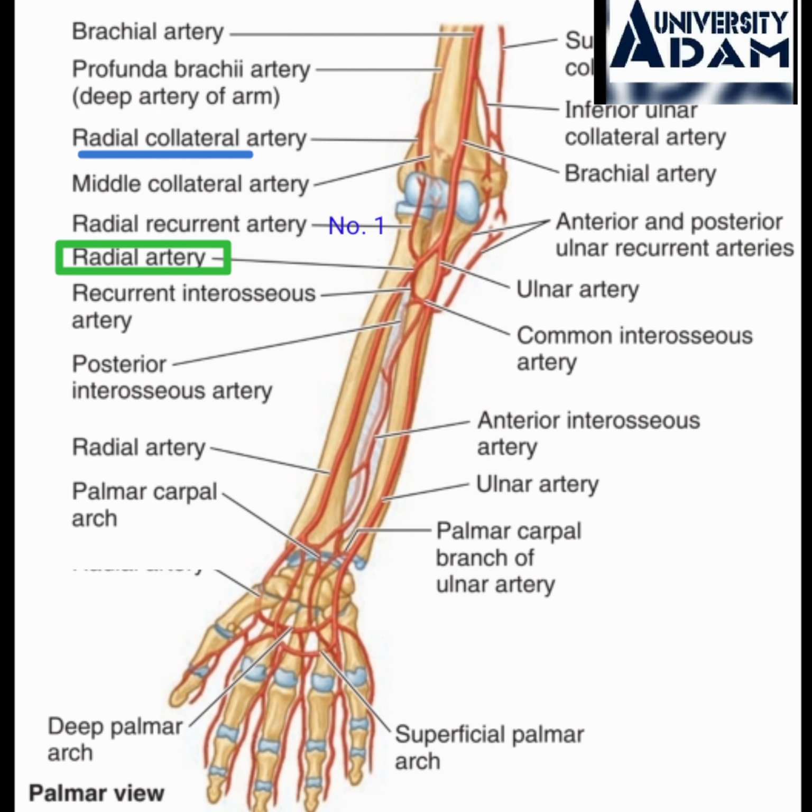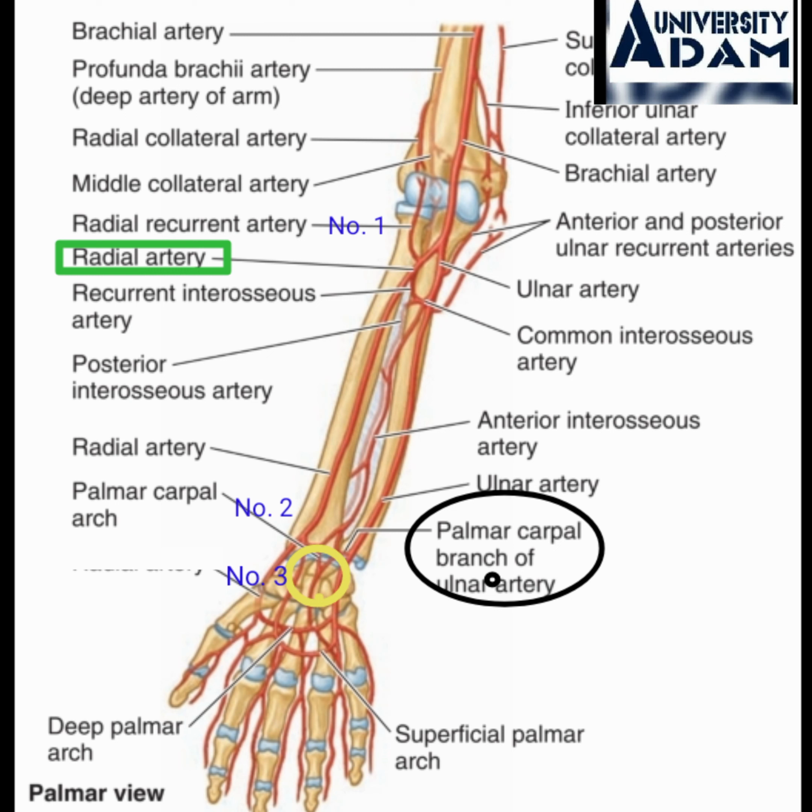Okay, and number 2, palmar carpal branch. The palmar carpal branch arises just near the lower border of the pronator quadratus muscle and anastomoses with the palmar carpal branch of the ulnar artery to form the cruciform anastomosis. So, the palmar carpal branch forms the cruciform anastomosis with the palmar carpal branch of the ulnar artery.